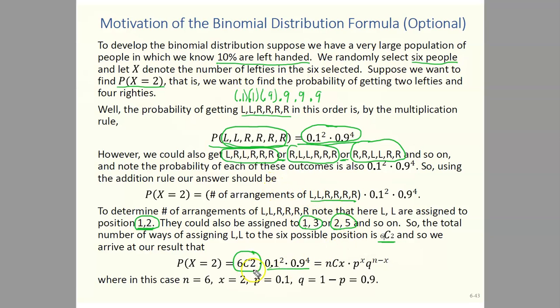And this exactly follows the pattern nCx times p to the x times q to the n minus x. The n is 6 in this case, the x is 2, the p is 0.1, the q is 0.9, and n minus x, 6 minus 2, is 4. And so that's exactly where that formula comes from. So that's the motivation for why we use this formula for the binomial distribution.